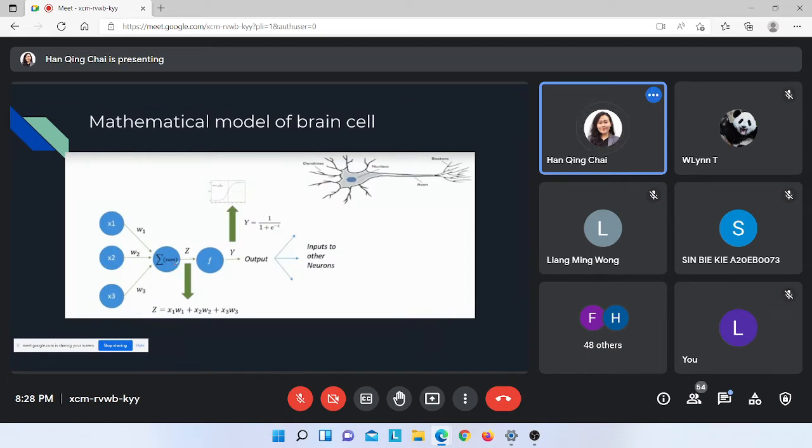So now here comes a mathematical model. This is an example that you can try to train, based on what we previously discussed. Like the X1 I told you before, this one is the values of inputs. And this one is the weight.